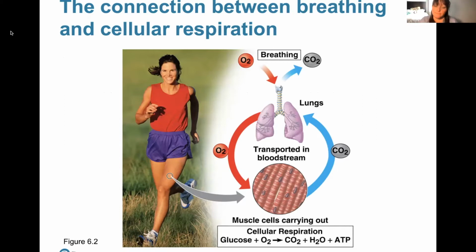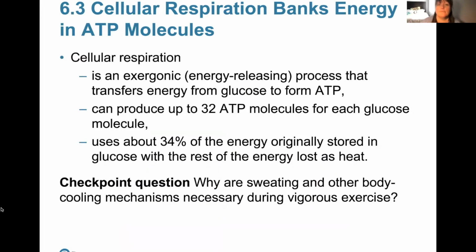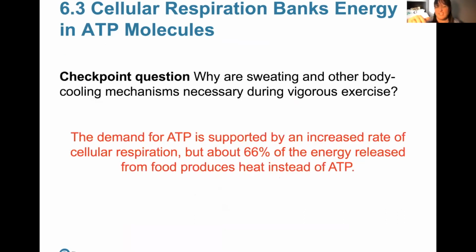So if you look at the little thing at the bottom down here, the formula, you will see we have glucose, which is a simple sugar. Glucose plus oxygen turns into carbon dioxide, water, and energy. Cellular respiration is an exergonic process, so energy releasing; "ex", remember, is out. It can produce up to 32 ATP molecules for each glucose molecule, and uses about 34% of the energy originally stored in glucose, with the rest of the energy lost as heat. And yeah, we're going to talk about this. I have stuff about this in a moment.